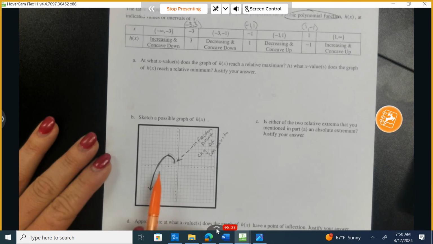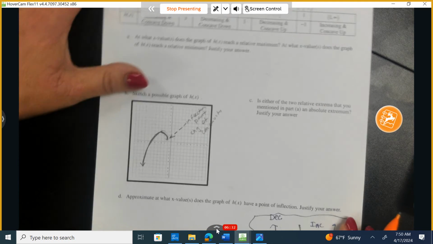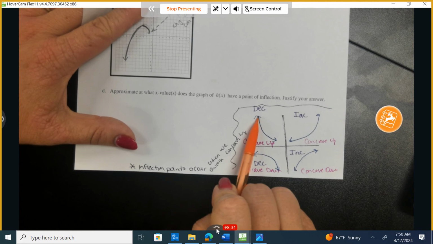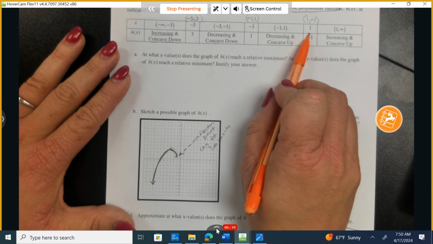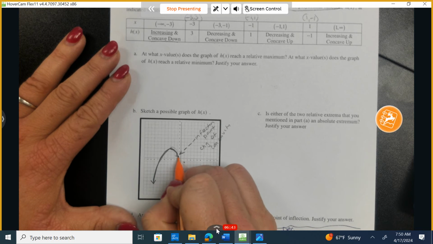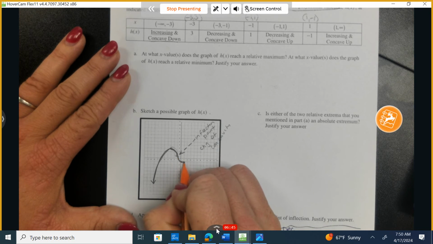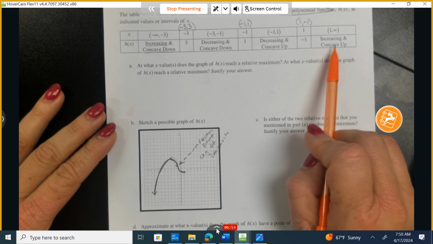Okay, so at this point I still need to be going down because it says it's decreasing, but it's concave up. So I'm still decreasing, but it's concave up. So it's flipping around like this, and that's going to go all the way to the point 1, -1. So it's going to now flip, and it's looking like this.